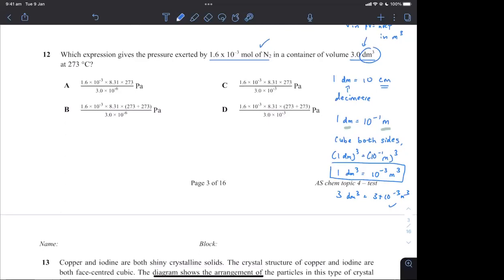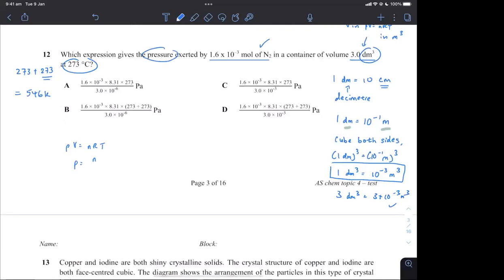Now my temperature is in degrees Celsius. So 273 degrees Celsius plus another 273 to convert it to Kelvin. So there will be 273 plus 273, which is 546 Kelvin. In terms of PV equals nRT, I want the pressure.